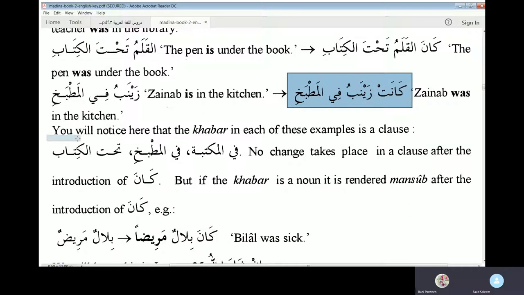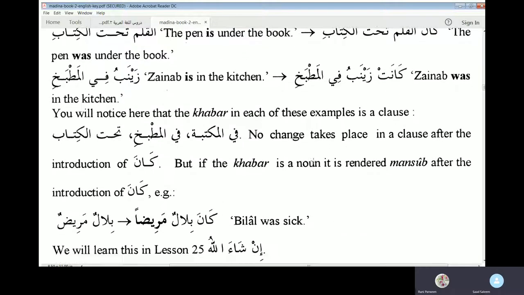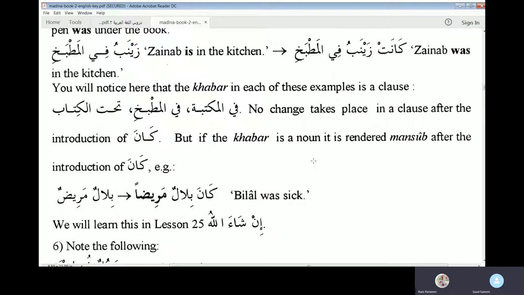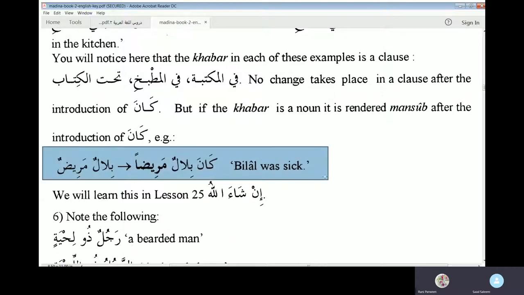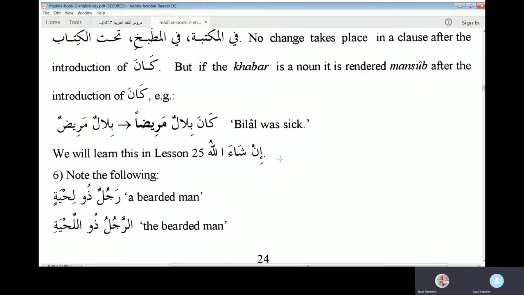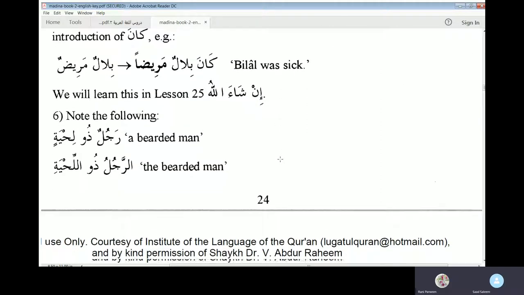You will notice here that the khabar in each of these examples is a clause. في المكتبة. في المطبخ. تحت الكتاب. No change takes place in a clause after the introduction of كان. But if the khabar is a noun, it is rendered mansub after the introduction of كان. For example, بلال مريض. كان بلال مريضا. Bilal was sick. Okay. We will learn this lesson 25 inshallah.